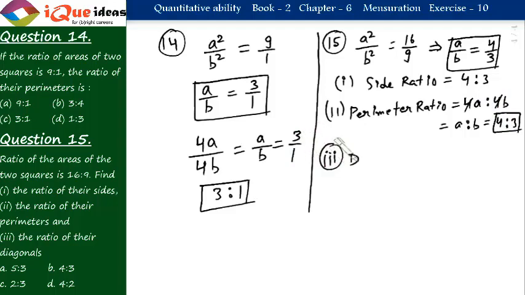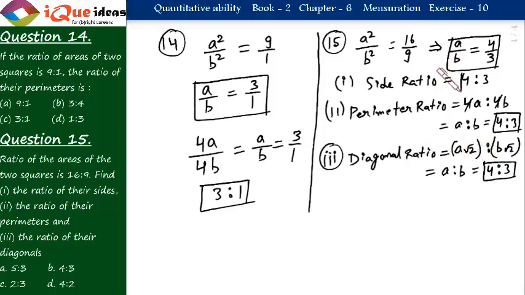Now we know that the diagonal of a square is equal to root 2 times the side. So diagonal ratio will be A root 2 is to B root 2. Again root 2 gets cancelled and we will have A is to B, which is still 4 is to 3. So answer of all three questions is 4 is to 3. Alright, so you can check the option. Option B is the correct answer.